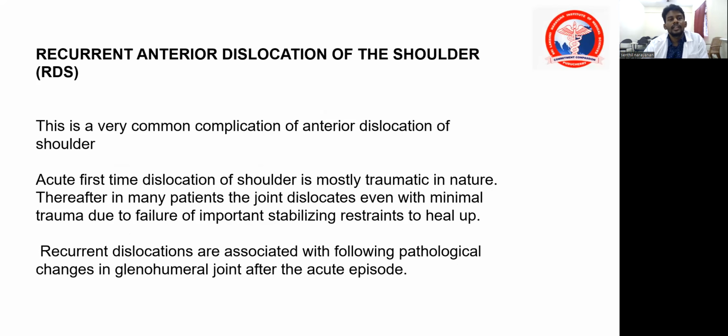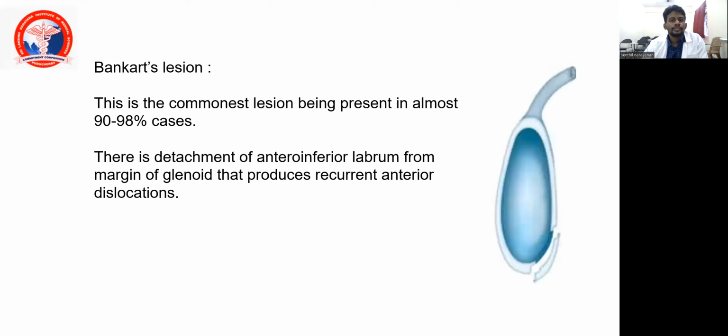Now, how do we manage recurrent anterior dislocation of the shoulder? It's a very common complication of anterior dislocation. Acute anterior dislocation of the shoulder is mostly traumatic in nature. Therefore, in many patients, the joint dislocates even with minimal trauma due to failure of important stabilizing structures to heal. Recurrent dislocations are associated with the following pathological changes in the glenohumeral joint after the acute episode.